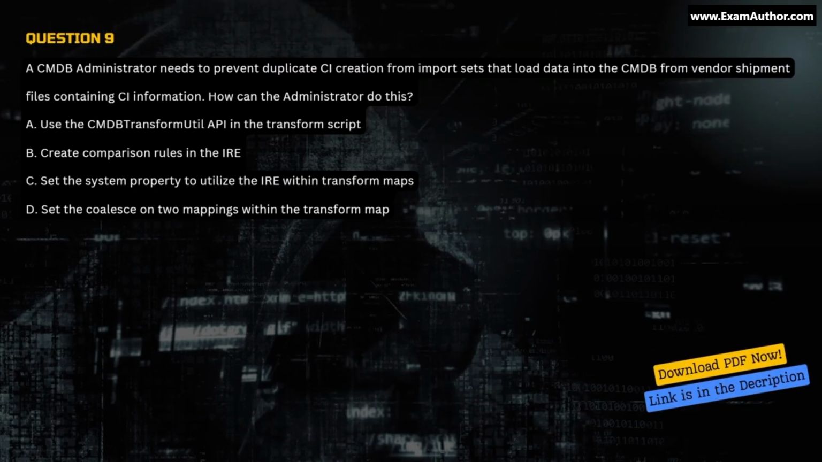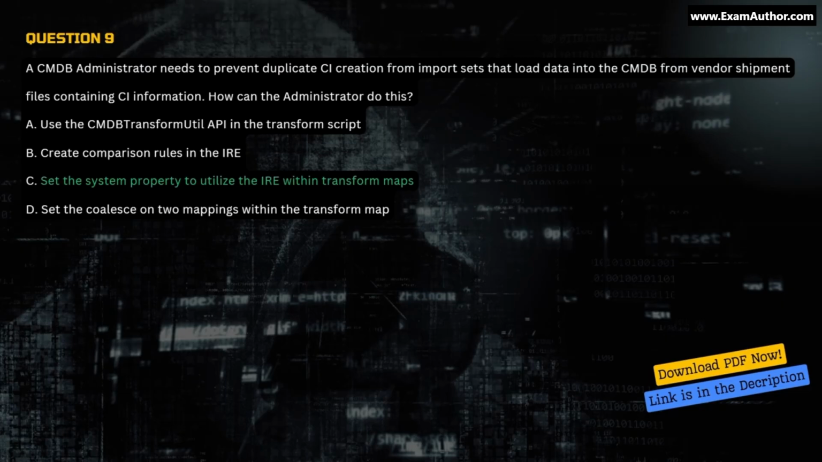Question 9. A CMDB administrator needs to prevent duplicate CI creation from import sets that load data into the CMDB from vendor shipment files containing CI information. How can the administrator do this? A. Use the CMDB Transformutal API in the Transform script. B. Create comparison rules in the IRE. C. Set the system property to utilize the IRE within Transform Maps. D. Set the coalesce on two mappings within the Transform map.